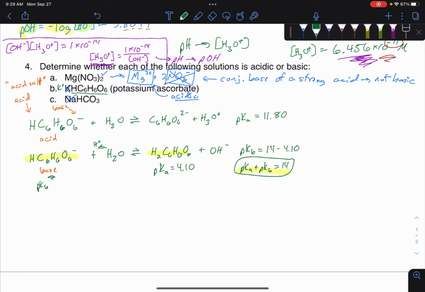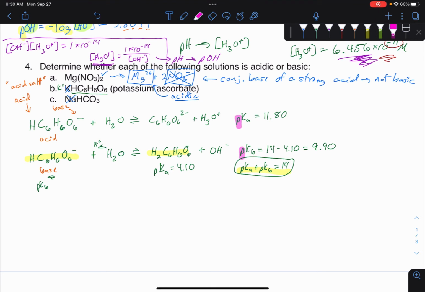And then once I have that value, this calculation becomes much simpler. The hard part is recognizing that this relationship requires that you go out and find a new pKa, the pKa of that conjugate acid from the base there. But then the math is pretty straightforward. We've seen this math before. This gives a pKb of 9.90.